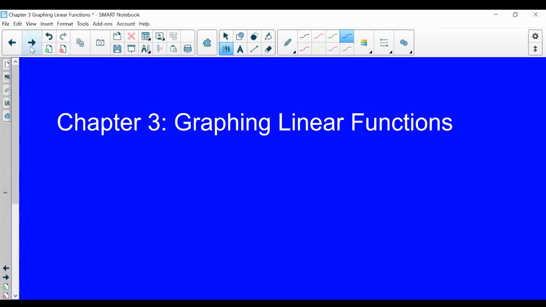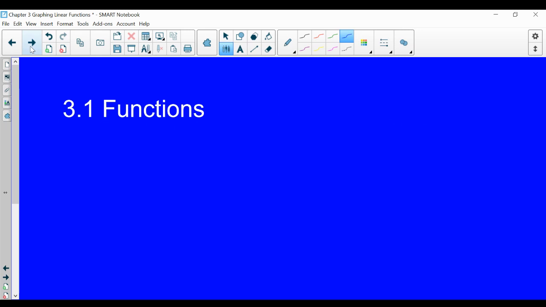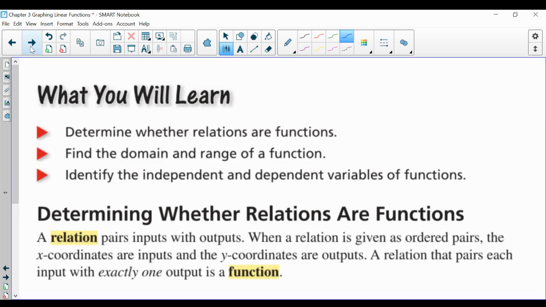Okay, so chapter 3 is just graphing linear functions. I'm going to do 3.1, 3.2, 3.3, 3.4, and 3.5 is what you're going to be doing. I'm not going to do 3.6 and 3.7, so I'm going to just do 1 through 5 in this one. So 3.1 is about functions.